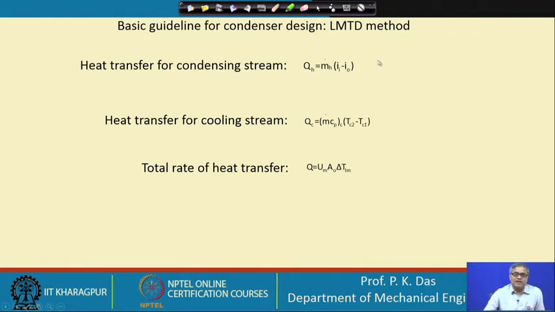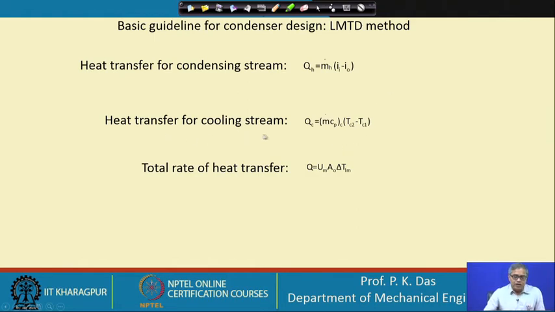The first equation itself is slightly different: the heat transfer of the condensing steam. That is the mass flow rate of the condensing steam, the hot stream, m dot h, into the enthalpy difference. If it is condensing over the entire length of the heat exchanger, then its temperature will not change, but definitely its enthalpy per unit mass will change, because the vapor content will change. Initially there will be more vapor content in 1 kg of the condensing fluid, later on less vapor content in 1 kg of the condensing fluid. So the vapor content changes, and that is why it is by enthalpy.